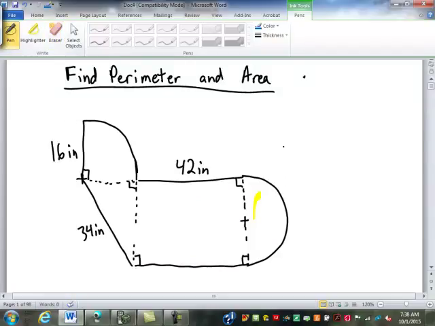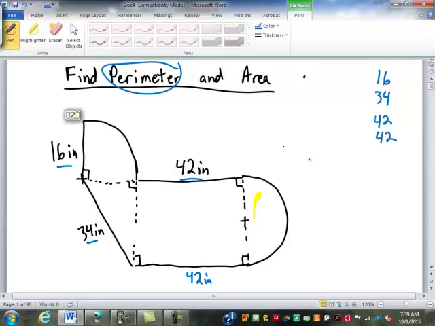Now for perimeter, let's start with the perimeter. Now this piece is also 42 inches. It's going to be the same as the top of that rectangle. So we have 16, 34, 42, and 42. I'm going to leave the inches off just for speed here, but we know those are all inches. So all I need still is this arc here and this arc here.